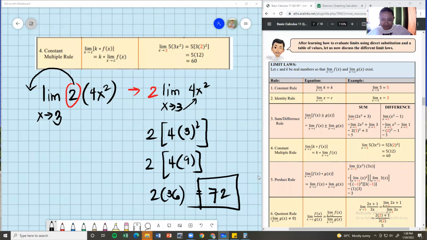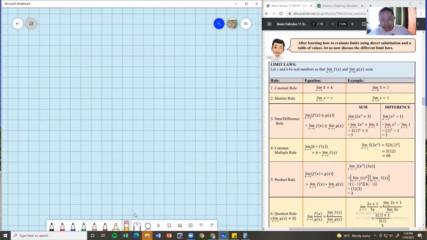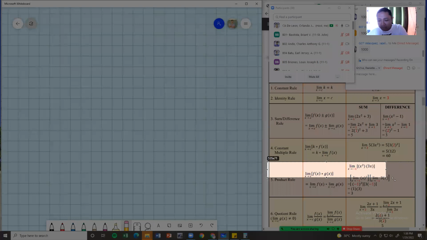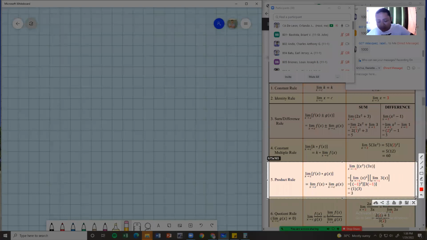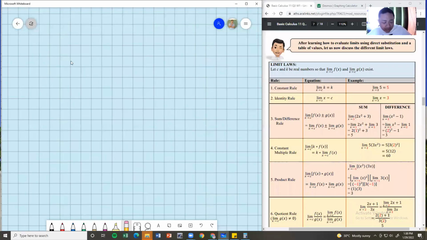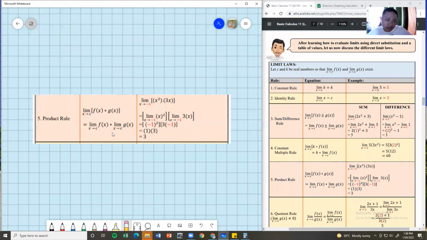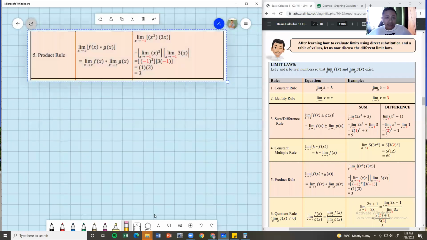Let's continue. So, constant multiple, ganun lang siya, multiply mo lang. Okay? Let's move on. Multiply and substitute. Let's have now the product rule. Product rule, if in addition and subtraction, you add and subtract, for the product rule, you just multiply their values for their limits. So, how is that?